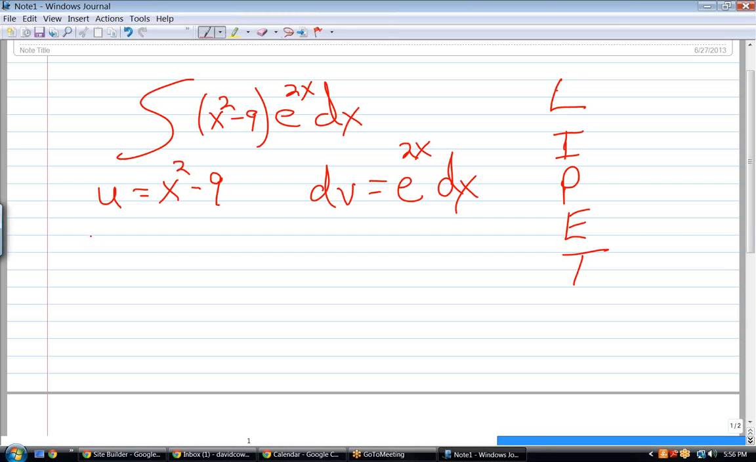So du, let's see. Just apply the power rule to the left side. So du dx is 2x, which makes du equal 2x dx.